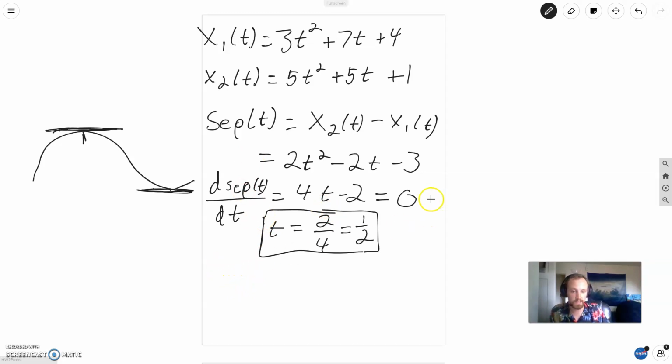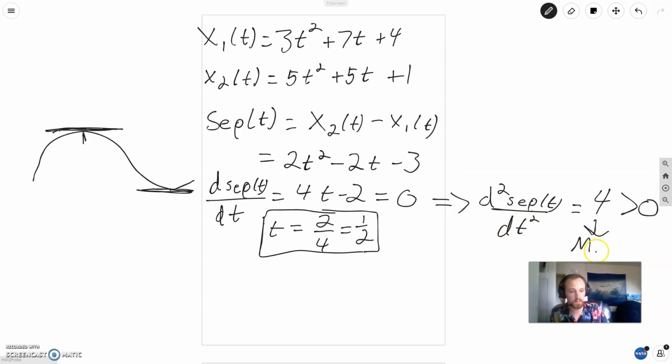To do that, we take the second derivative, and that gives us 4, taking the derivative of this right here, and 4 is greater than 0. And the rule is if the second derivative is greater than 0, then you must have a minimum.